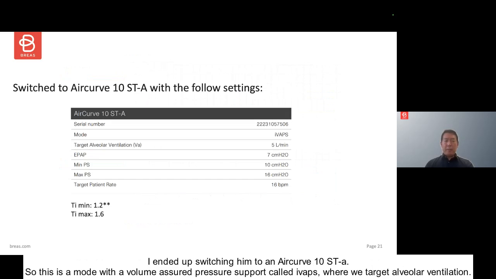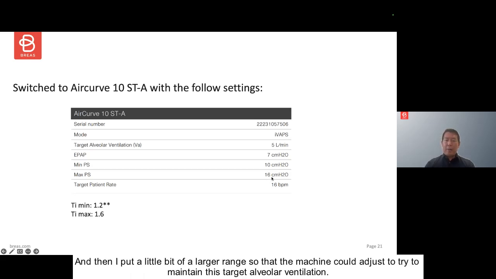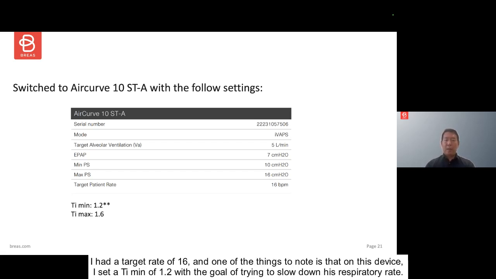I ended up switching him to an AirCurve 10 STA. So this is a mode with a volume assured pressure support called iVAPS, where we target alveolar ventilation. And I kept a lot of his settings the same. I kept his EPAP the same. I targeted a minimum pressure support of 10, which is an IPAP minimum of 17, which is close to what he was on before. And then I put a little bit of a larger range so that the machine could adjust to try to maintain this target alveolar ventilation.